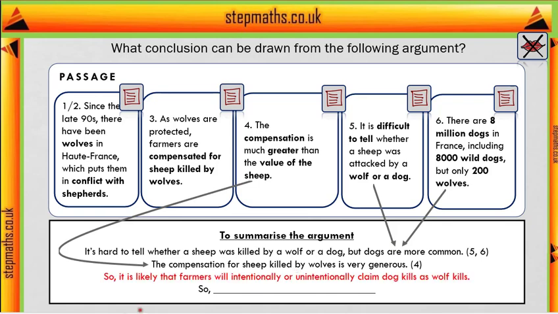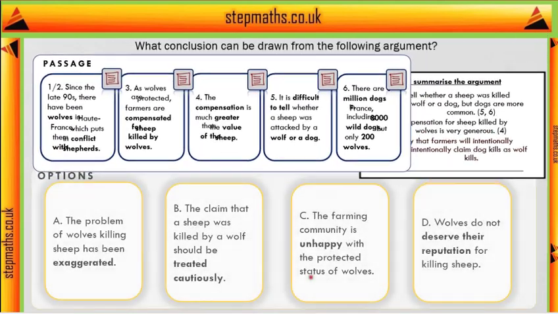So basically what seems to follow from this is it's likely that farmers will either intentionally, because they have this monetary incentive, or unintentionally, because it's hard to tell, claim that a sheep killed by a dog was actually killed by a wolf. So that seems like the obvious conclusion, but that's actually not one of the options. So I've put this in here in red because whatever our actual conclusion is, whatever the answer is, it will probably follow from this as well. This is like an intermediate conclusion. So let's look at the options and see if any of them would follow from that.